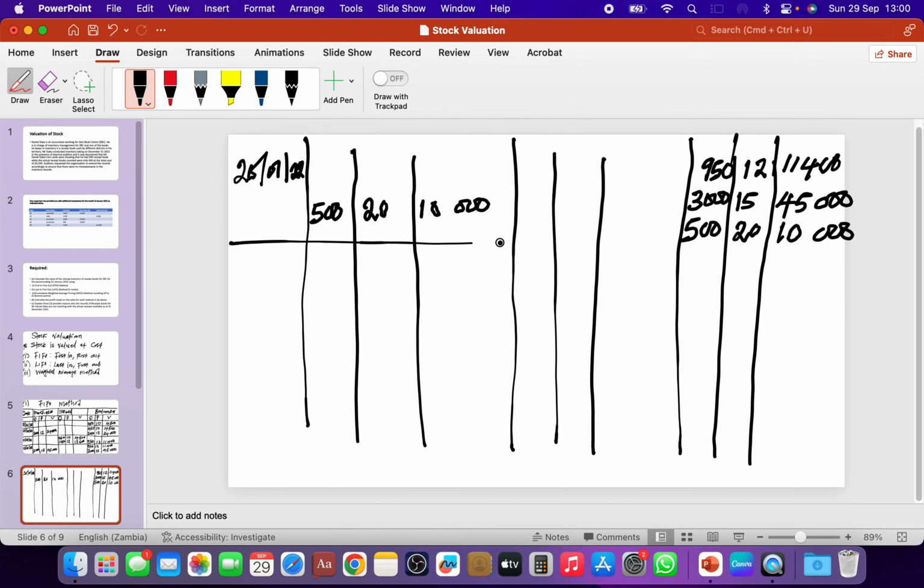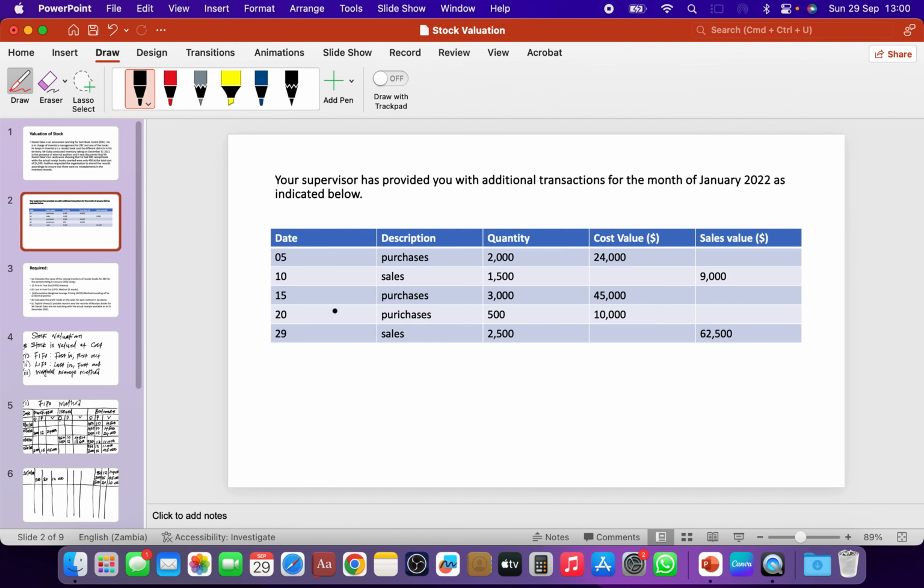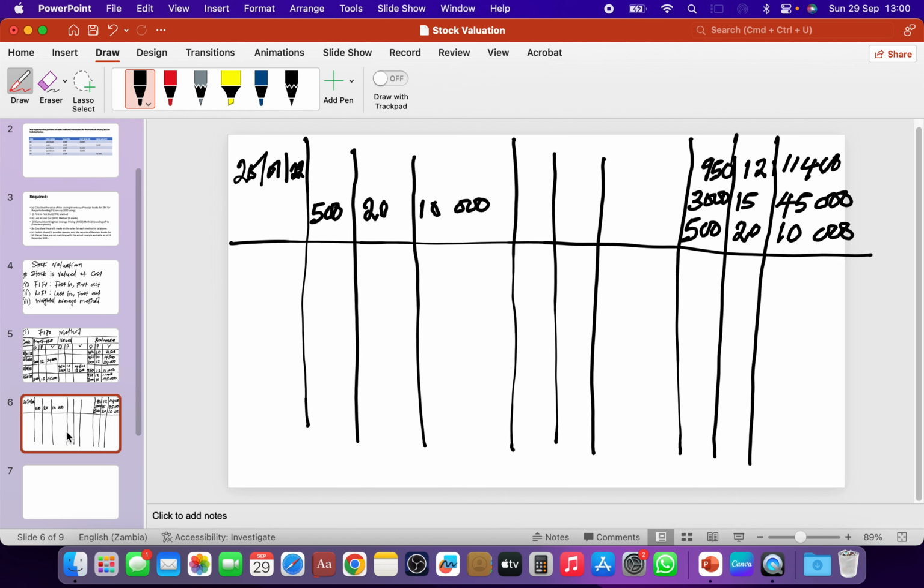You close this day. We have taken note of all our stock. The next date is the 29th of January. On the 29th of January, 2022, we sold 2,500 units. You come to the column for selling, which is here. Remember, the principle we're using to value our stock is FIFO, first in, first out.